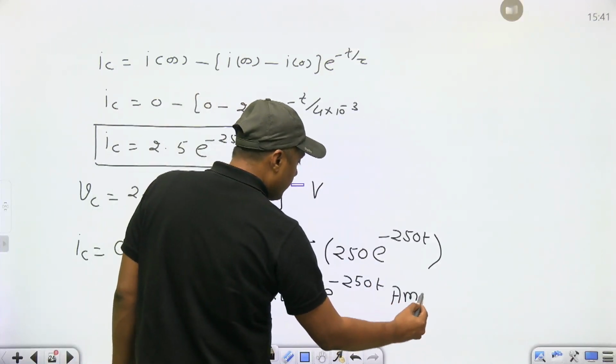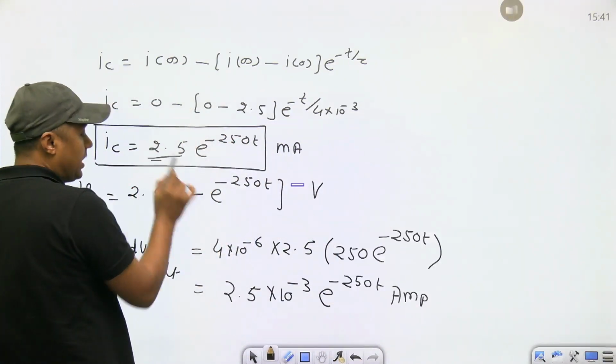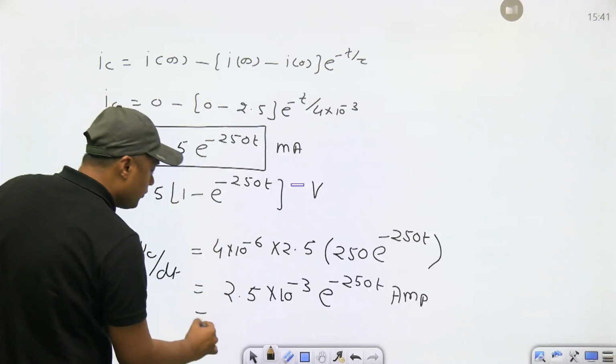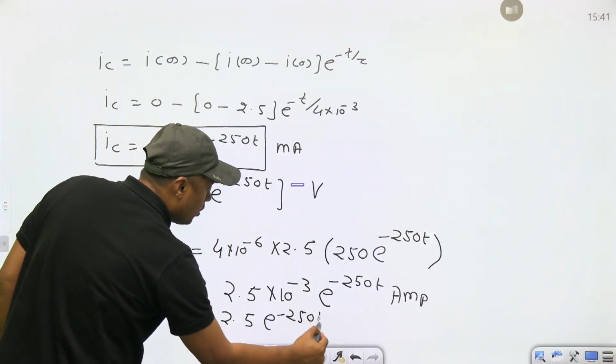This is in what? Ampere. And this equation is in what? Milliampere, because 2.5 it is in milliampere. So what is the milliampere? 2.5. You will get the same answer. 250t. Okay.